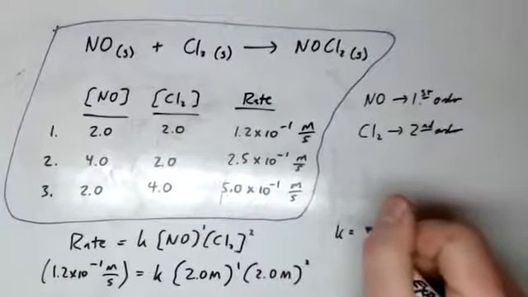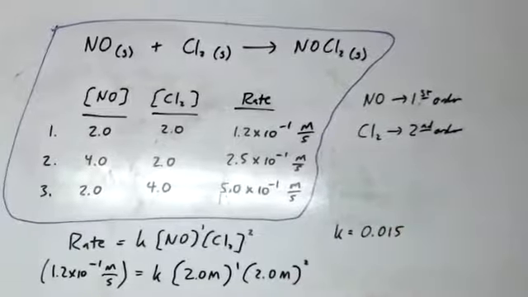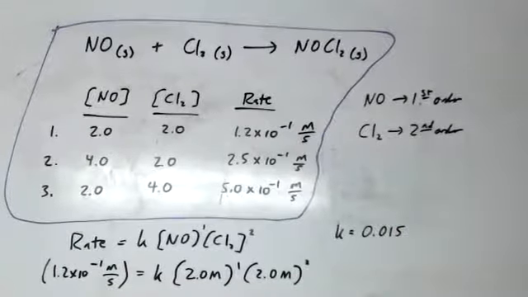Okay, and so the calculator answer I get is going to be 0.015. So of course, 2 squared was 4, and 4 times 2 was 8, and I just did 1.2 times 10 to the negative first divided by 8. Make sure when you're working with scientific notation, you do put the scientific notation term in parentheses like I showed here. That avoids some nasty calculator errors.